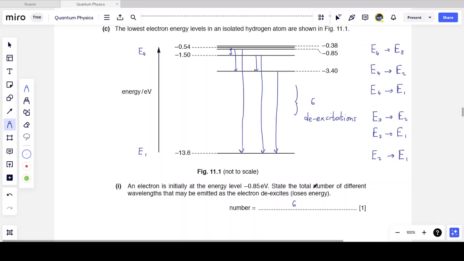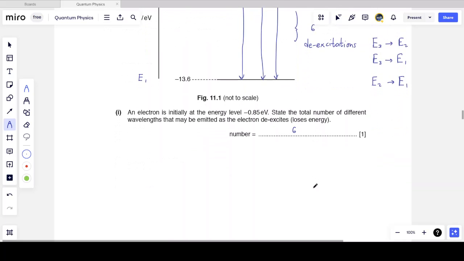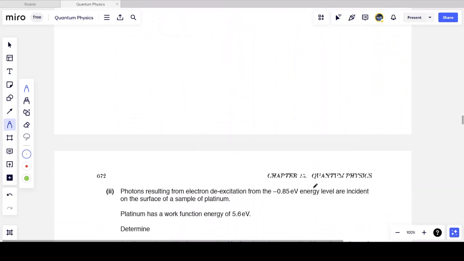6 different photons can be produced if the electron's initial position was minus 0.85. You can see that if the electron starts at a higher level, there would be even more jumps that can occur and even more wavelengths that can be released. So a single hydrogen atom can give rise to many different colored lines. Some of them may be visible, some may not be visible.